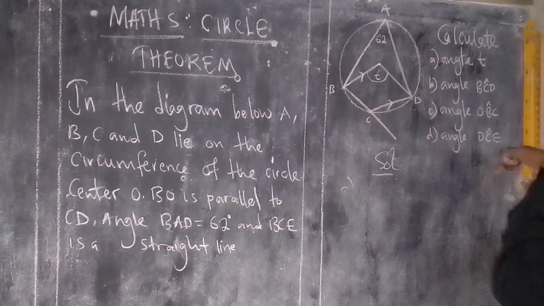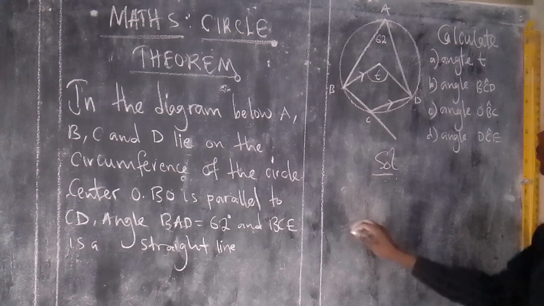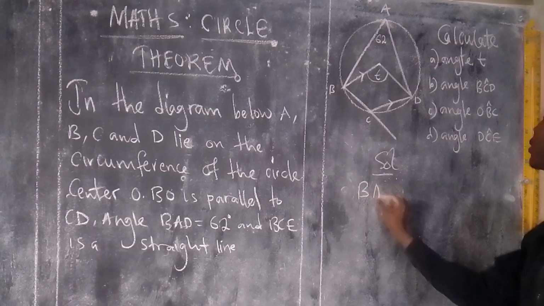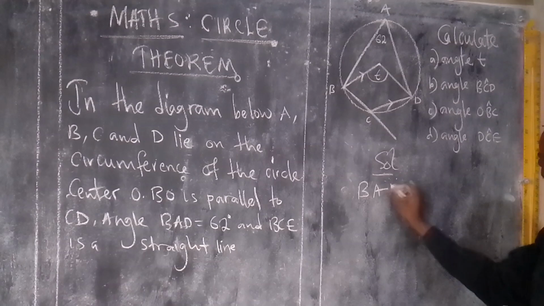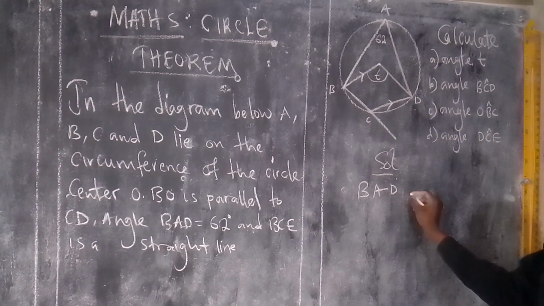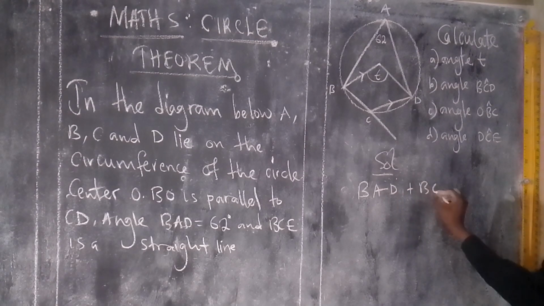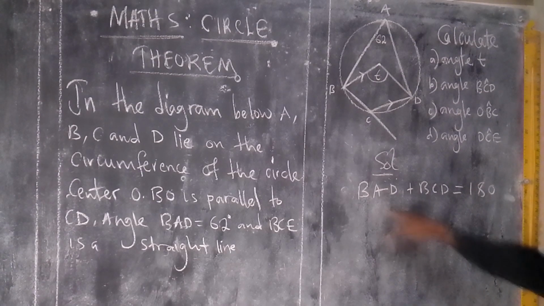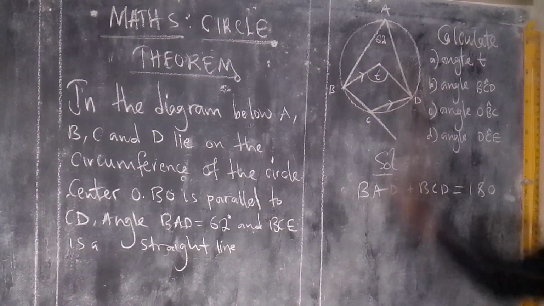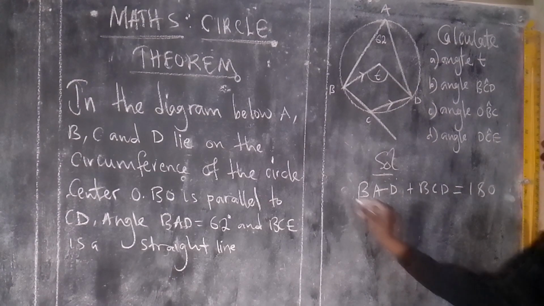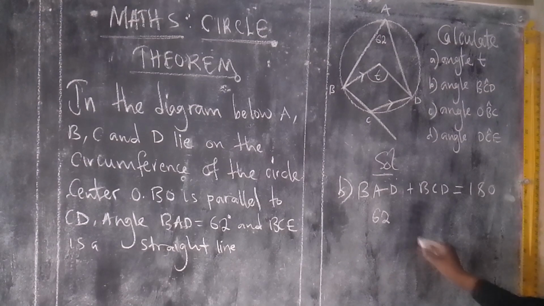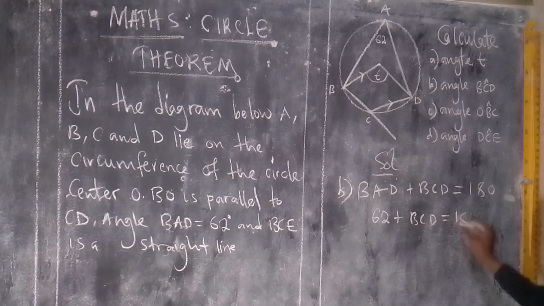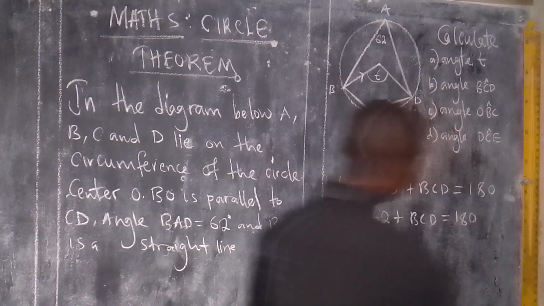So in short, we're saying angle BAD and angle BCD are equal to 180 degrees. So now if you have done that, you can proceed. BAD is 62, so write 62, and BCD is what we're finding. So 62 plus BCD is equal to 180.